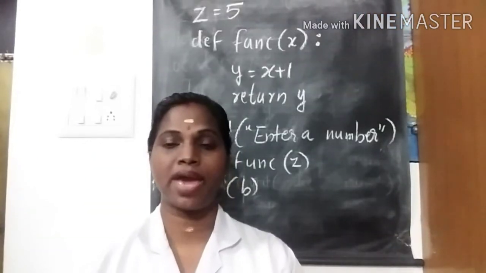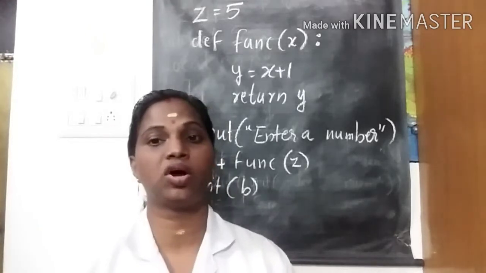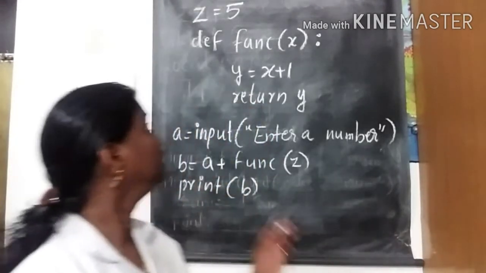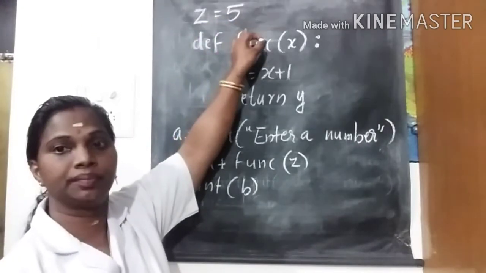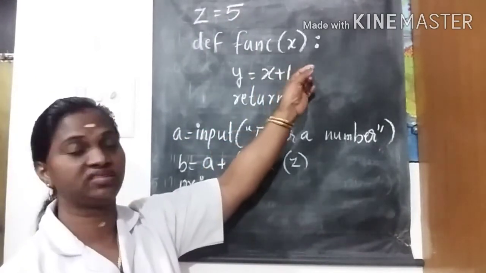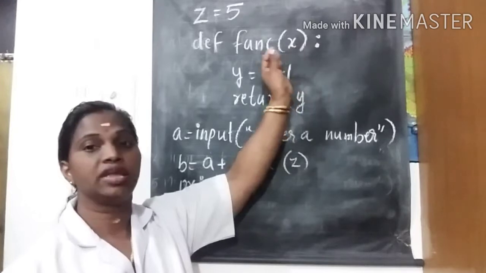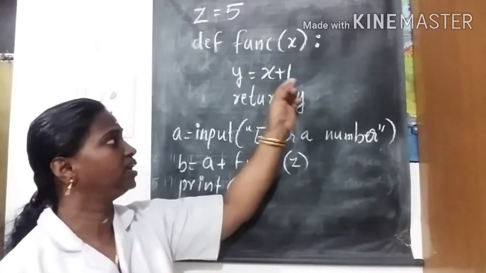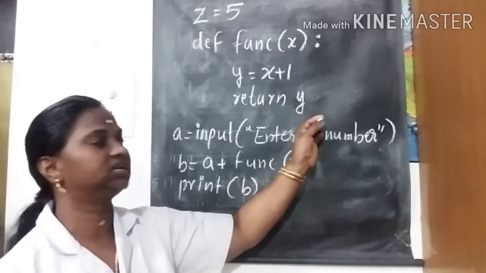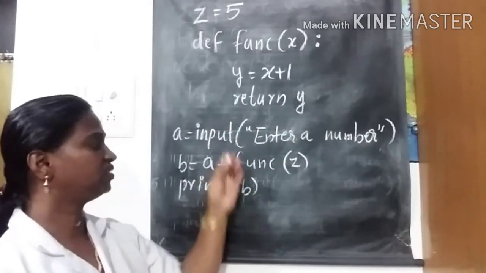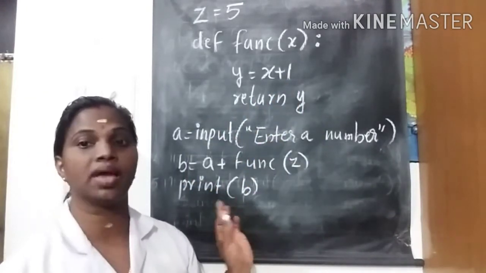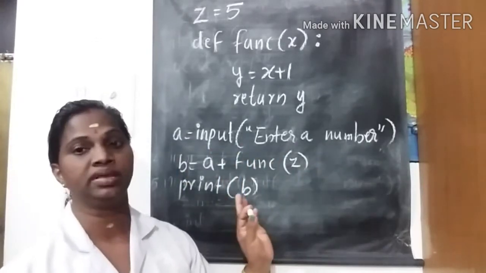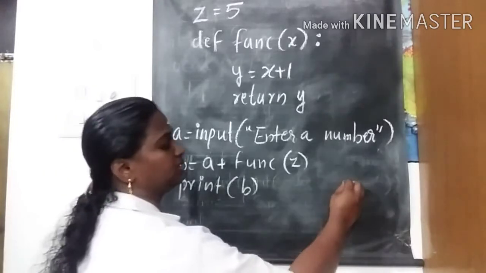See children, the variables defined outside of all the functions are global variables. See the example: here z is equal to 5. Then the definition starts, that is def func of x. This is a function. Then y is equal to x plus 1, return y. Then these are the top level statements, the main statements. Then a is equal to input, enter a number. Suppose we enter the number 10.